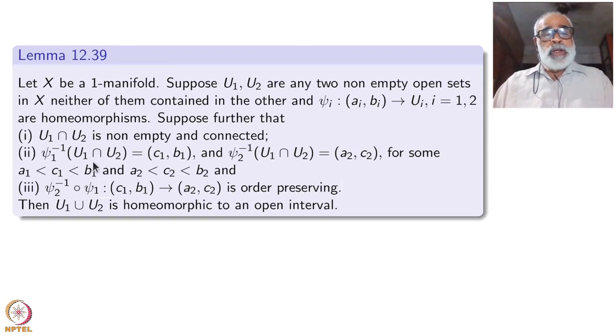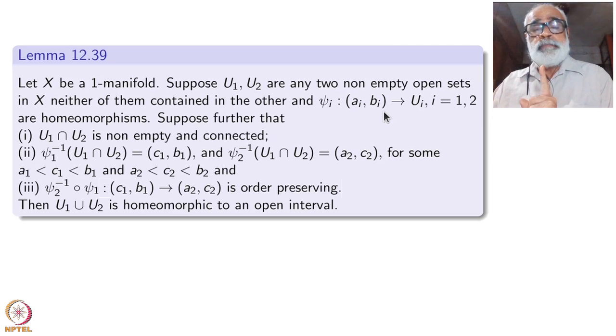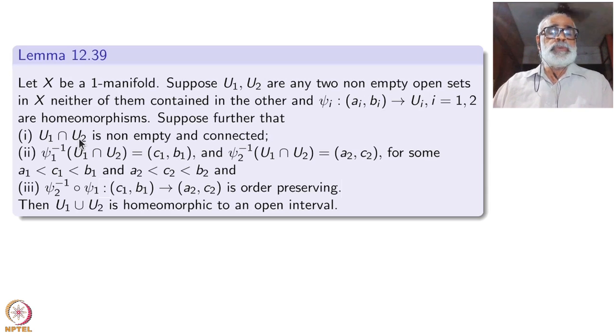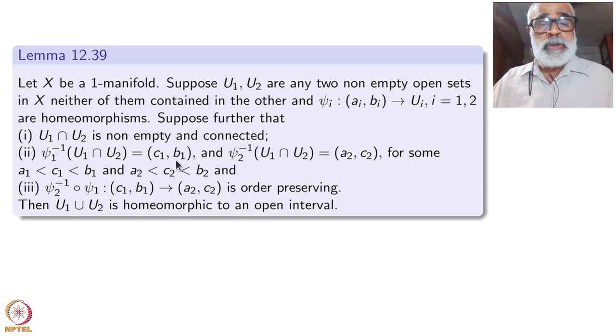Next thing is, look at the intersection. Under psi 1 inverse, it is some open interval. Why? Because psi 1 inverse is onto an open interval here, and this will be a connected subset. A connected open subset of an interval is again an interval, say (c1, b1). It is not the whole of (a1, b1). Why? Because if it is the whole of (a1, b1), that means U1 is contained inside U1 intersection U2, which is contained inside U2. That should not happen. So this is a proper open interval of (a1, b1).